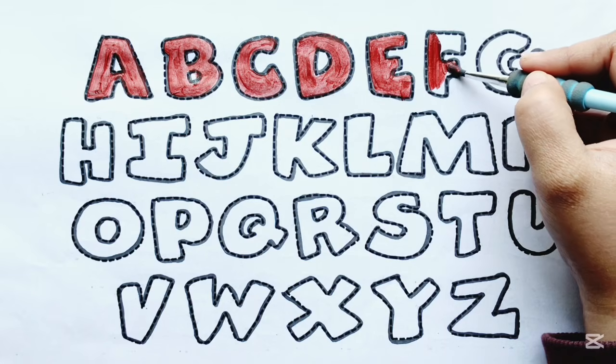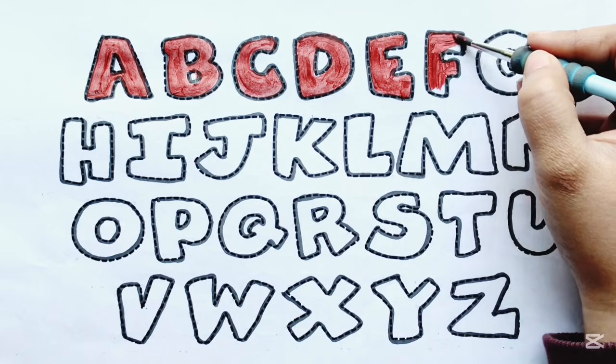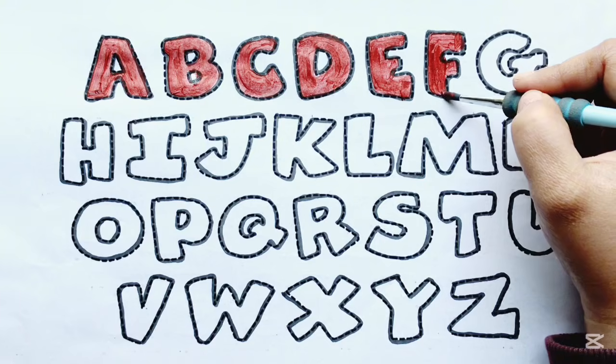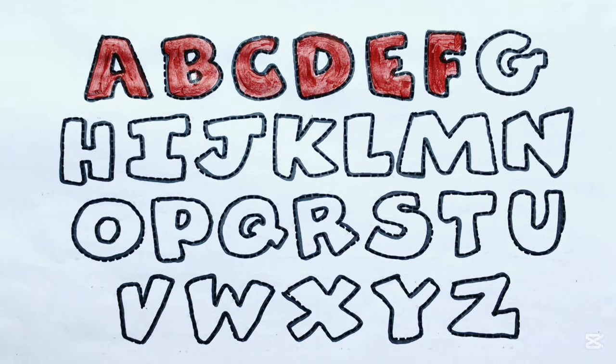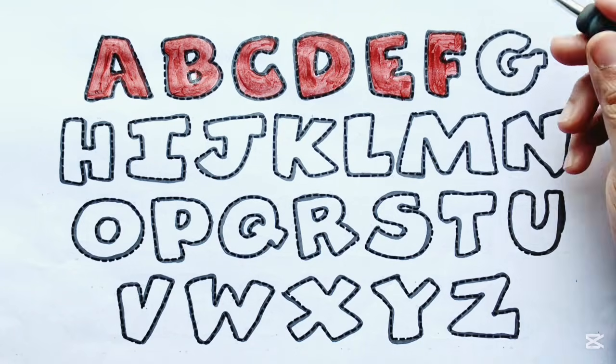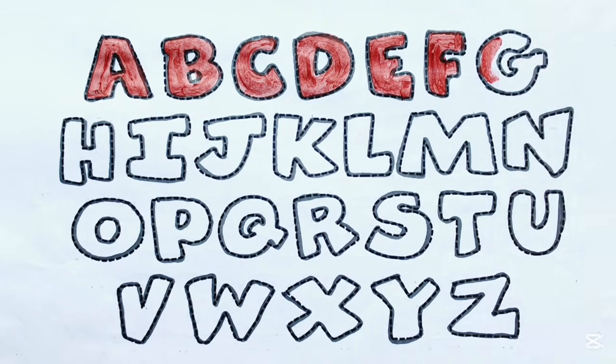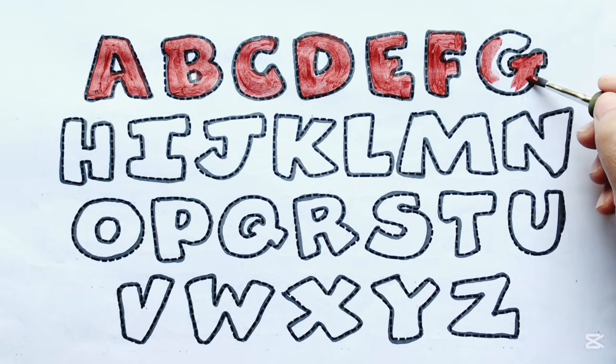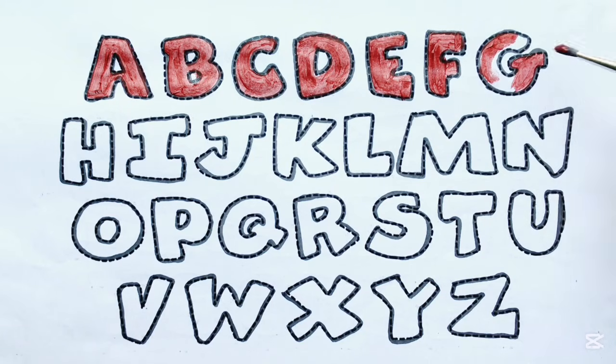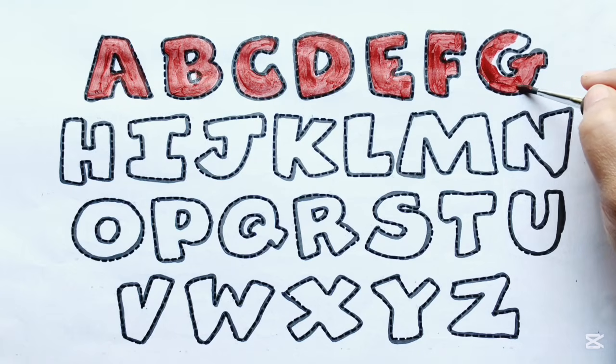1, F for flower. A, B, C, count the rhythm and 1, 2, 3. We're singing all together. A, B, C, count the rhythm and 1, 2, 3. We're singing all together. G for grass. Count the rhythm and 1, 2, 3. We're singing all together. A, B, C. Count the rhythm and 1, 2, 3.